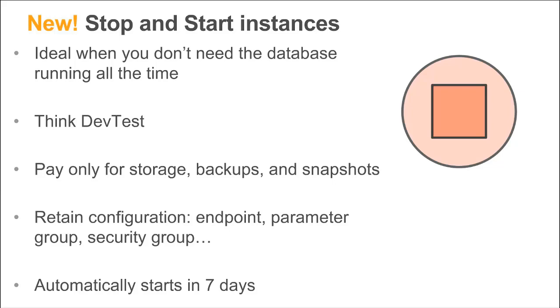The configuration for your database is retained, the endpoint remains the same, and parameter group options, everything remains the same. So you get the option of just turning off and saving costs on the compute capacity. RDS will automatically turn on your database after 7 days if you don't turn it back on.